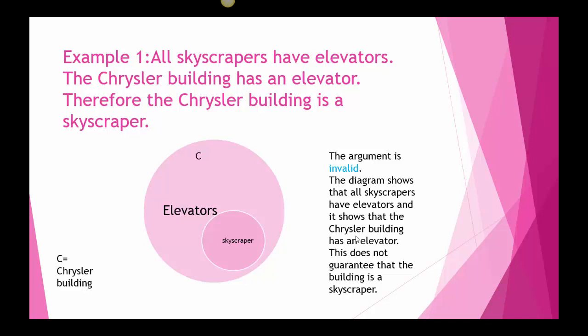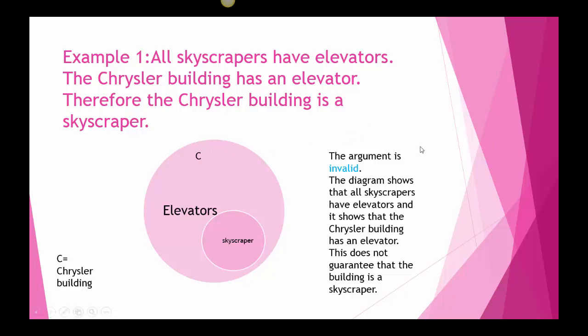So the argument said all skyscrapers have elevators, right? So I start with 2 circles, skyscraper and elevator. Okay, so that's my start. All is inside of elevators. Then it says the Chrysler building has an elevator. Now the only thing I know is the Chrysler building has an elevator, so I decided let C be the Chrysler building, and I put it inside the elevator circle. I can't put it in the skyscraper because I don't know if that's true or not. So therefore, the Chrysler building is a skyscraper, not according to what I was told.